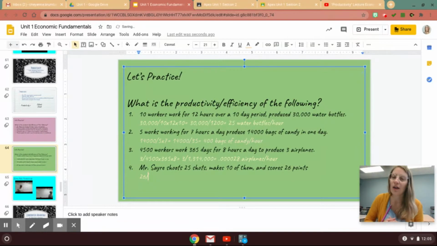Now, what would our input be here? Is it 25 times 10, or is it just 25? Now, every sports fan knows that it is the total number of shots that counts. So for here, it will be 25, because that is the total input that Mr. Sayre made when making his shots. So 26 divided by 25 equals 1.04 points per shot.